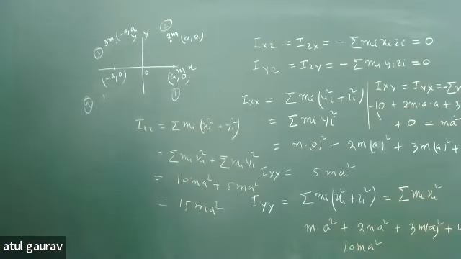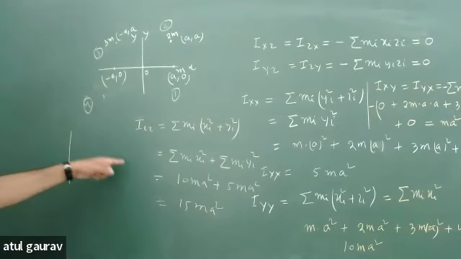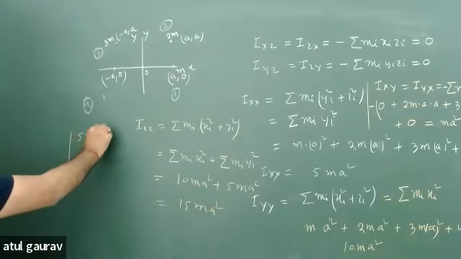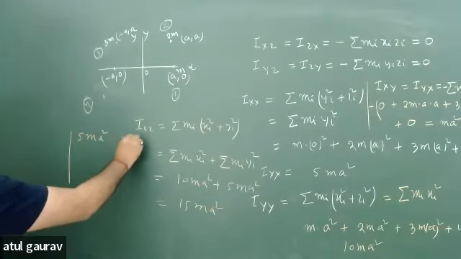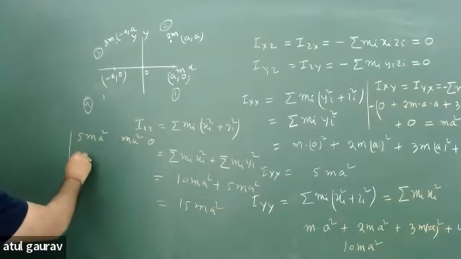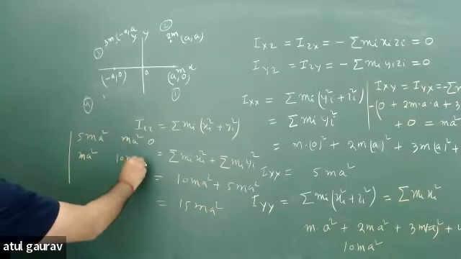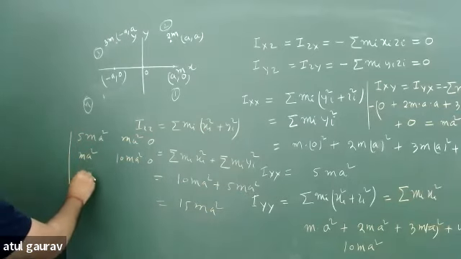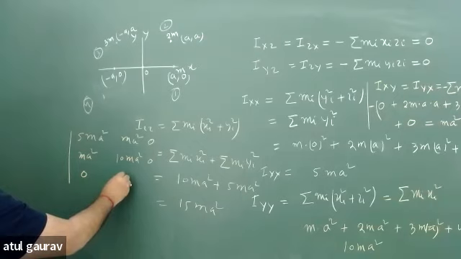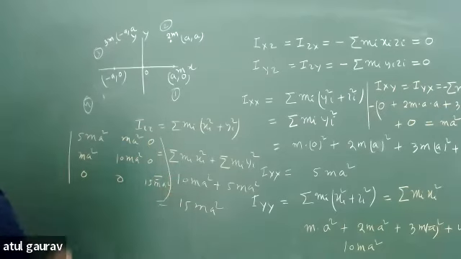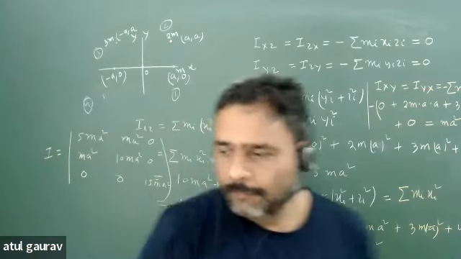So now you can write your moment of inertia tensor. The moment of inertia tensor is here. You can write Ixx, so you cannot change that. Ixx is basically 5 ma square. Ixy is equal to m a square, 0, and that value is m a square. And next is 10 ma square, and you have 0. And what will be this? 0 and 0. And what will be there? 15 ma square. So this will be your moment of inertia tensor.